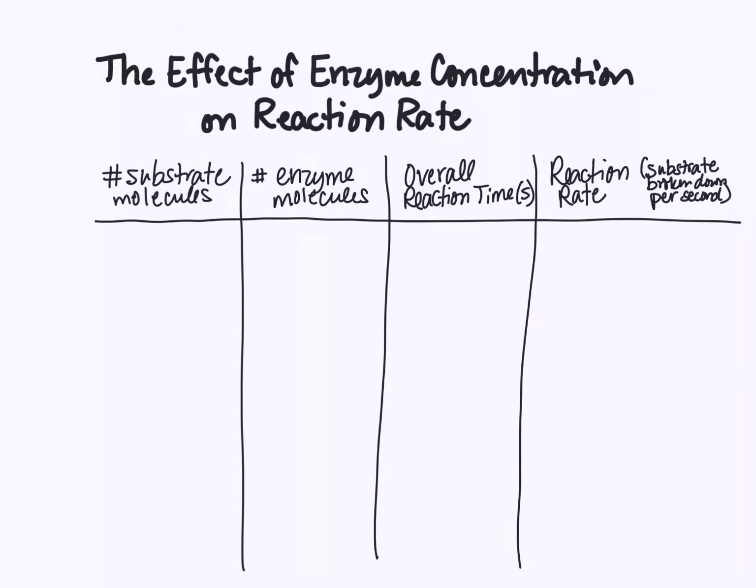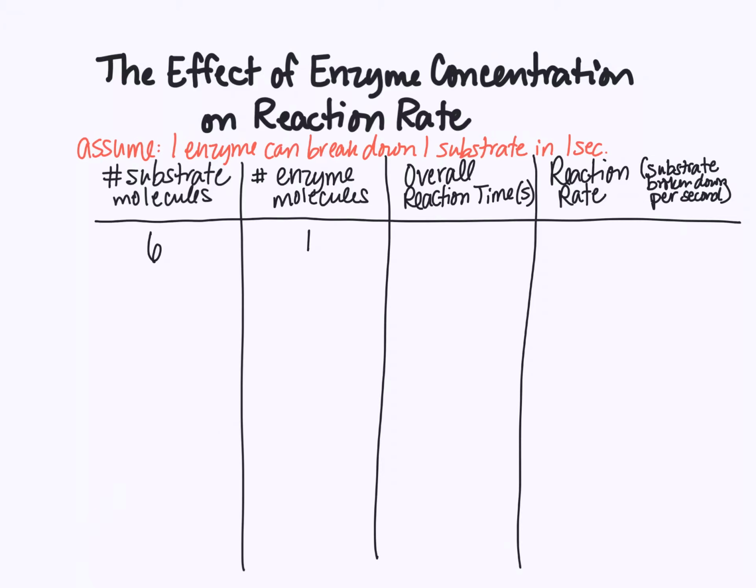So let's say we start out with 6 substrate molecules. And let's say we only have 1 enzyme molecule. Now, let's assume that an enzyme takes 1 second to break down the substrate. So like I said, that's an assumption we're making. So we'll put that up here. We'll assume that 1 enzyme can break down 1 substrate in 1 second.